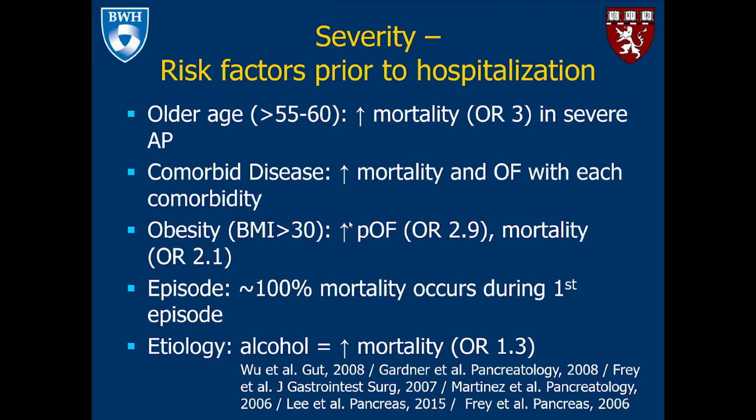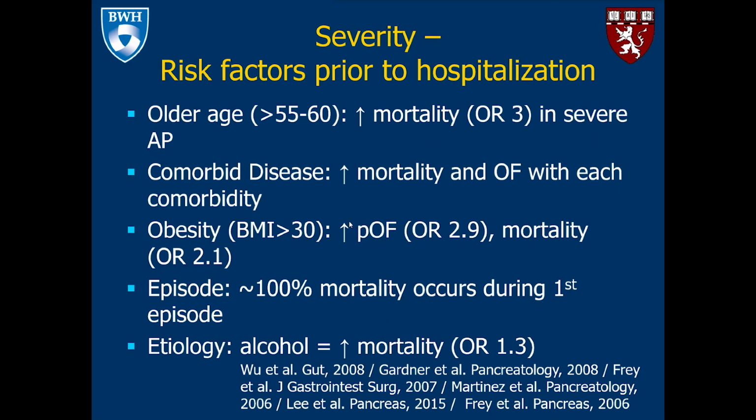So there are multiple factors that are associated with severity. There are some risk factors prior to hospitalization. Older age, greater than 55 to 60, is associated with increased mortality. Comorbid disease also increases mortality and organ failure with each comorbidity. Obesity increases the risk of persistent organ failure and mortality. And interestingly, the number of episodes, so about 100% of mortality occurs within the first episode of pancreatitis.